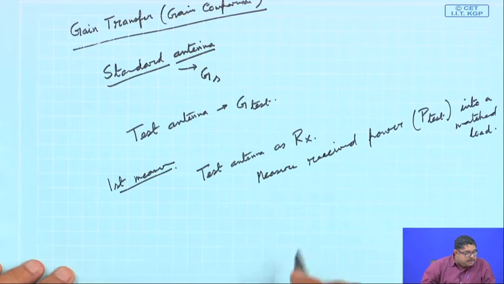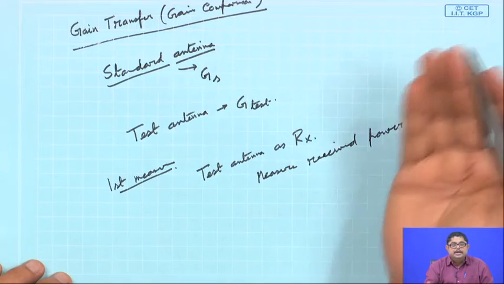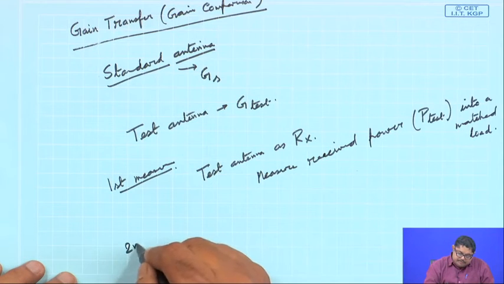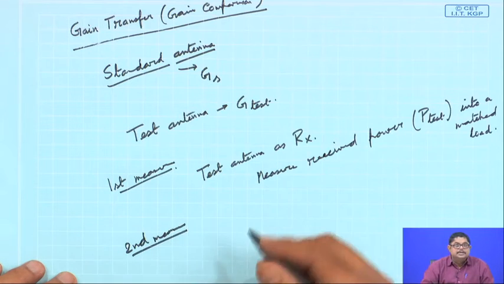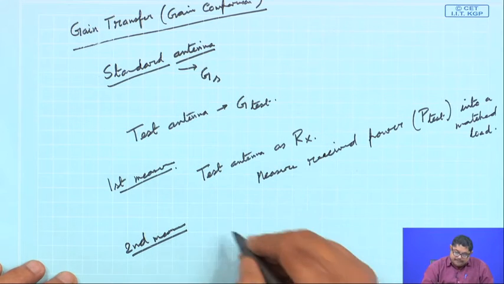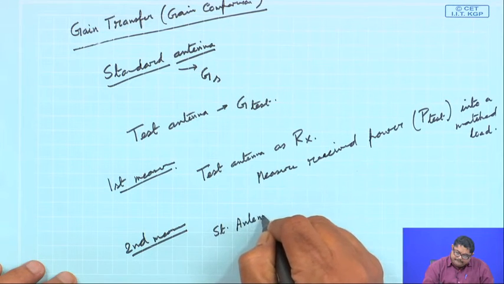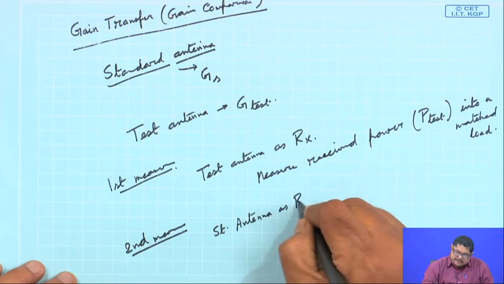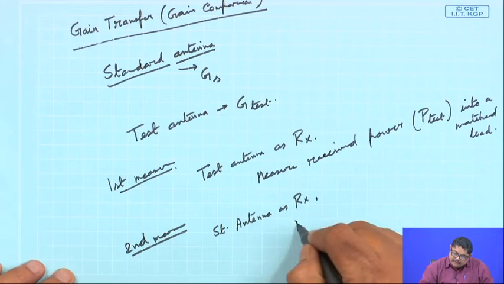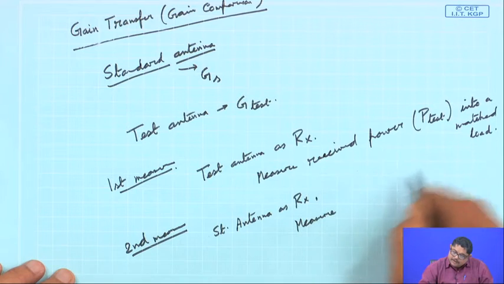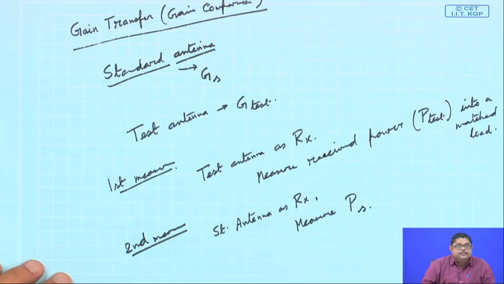Okay. Now nothing should be changed, only change the test antenna and replace it with a standard antenna, as receiver. Then again you measure the same thing, and I am calling this P S.